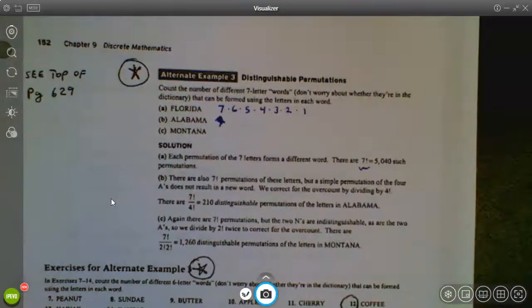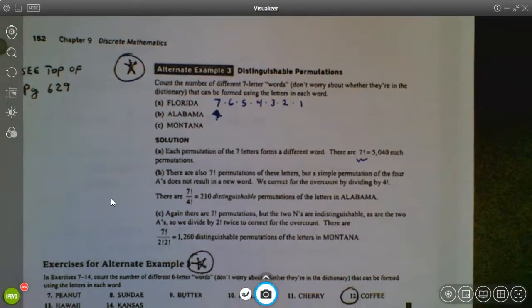So what you're seeing on this one, and this is where that formula came in, on top, I'm still going to say I have 7 items, so 7 factorial is my total, and that's what goes on top. On bottom is the repetition. Because I have 4 A's, we are going to divide out 4 factorial, which gives me this result, and now I have distinguishable permutations from Alabama.